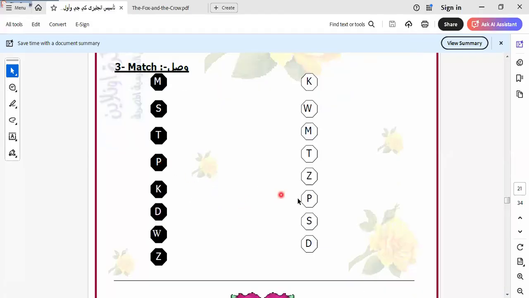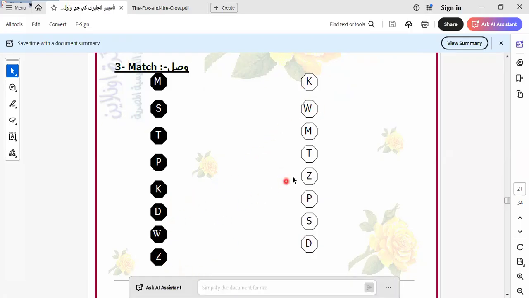Here is letter B and letter B. K, which one is K? I'm listening. You say, Ms. Iman, this one. So this one by this one. D, which one is D? This one by this one. W, this one by this one. This one by this one. Z, this one by this one.